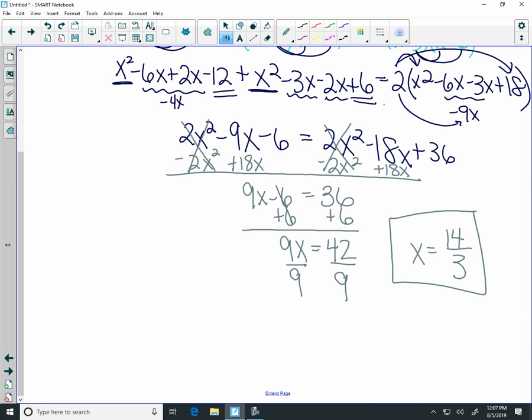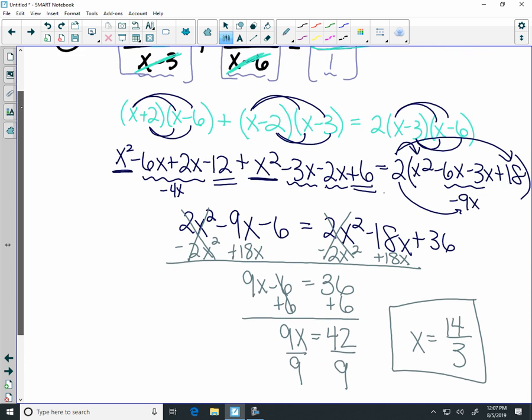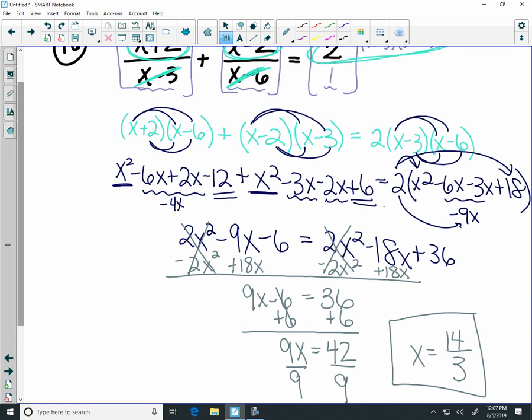We want to make sure this isn't a value that's going to make either of our denominators 0. And if I scroll back up, my denominators are x minus 3. So there I would have said x cannot equal 3. And x minus 6, so there I would have said x cannot equal 6. So 14 thirds is beautiful.